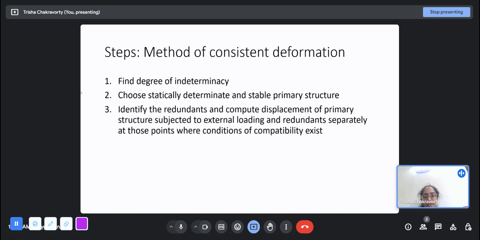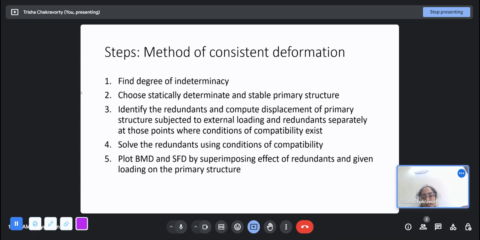Then we identify the redundants and compute displacement of the primary structure subjected to external loading, and redundants separately, at those points where conditions of compatibility exist. If we solve the redundants using conditions of compatibility, then it becomes a determinate structure, and we can plot the BMD and SFD by superimposing effects of redundants and given loading on the primary structure. Then, on this, we have solved several problems. It can be applied to trusses, beams, and frames.